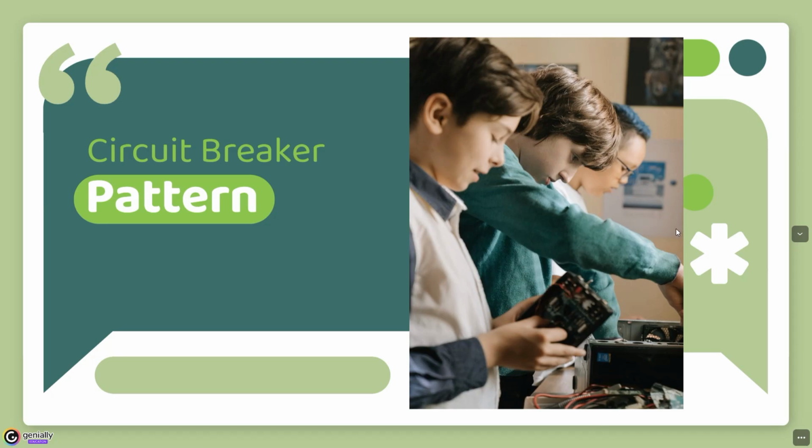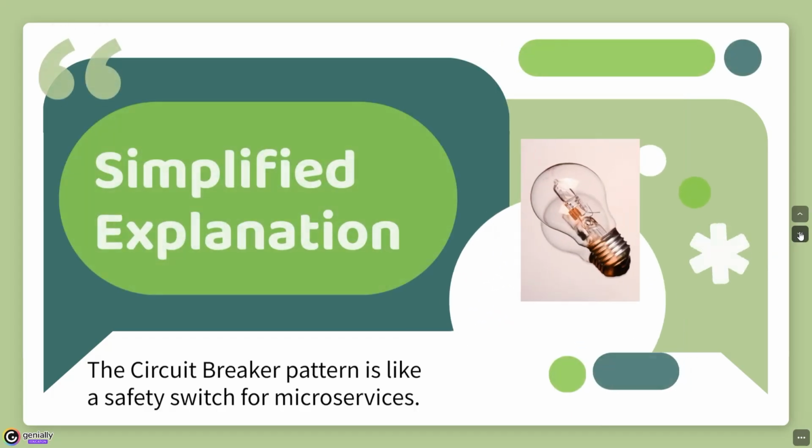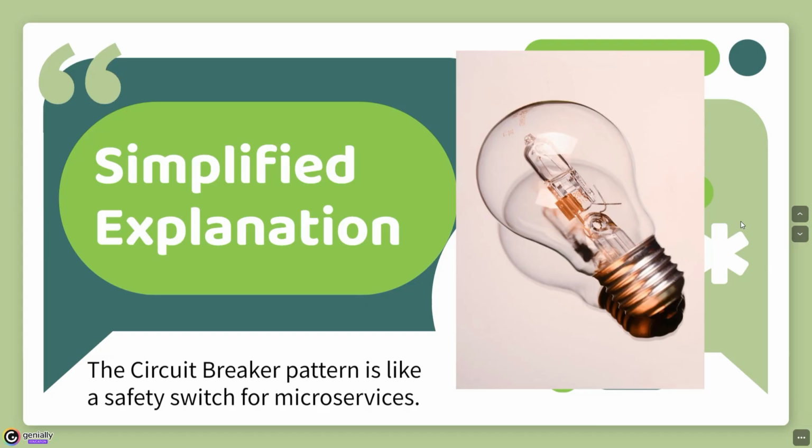In this video, we are going to learn the circuit breaker pattern. So what is the circuit breaker pattern? The circuit breaker pattern is a crucial design pattern used to gracefully handle failures in distributed systems and prevent cascading failures. It helps maintain system stability by allowing services to detect failures and respond appropriately. Think of the circuit breaker pattern as a safety switch for microservices. So here is how it works.